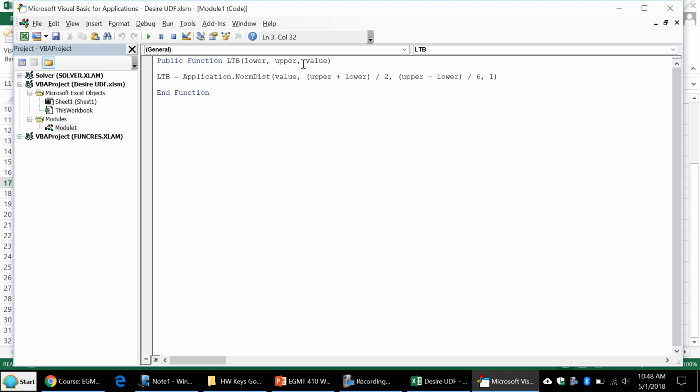I put the value in. I take upper plus lower divided by 2, which is the mean, upper minus lower divided by 6, which is the standard deviation, put a 1 there to make it cumulative, and I just magically made my own function. Okay? And you could do that with anything.